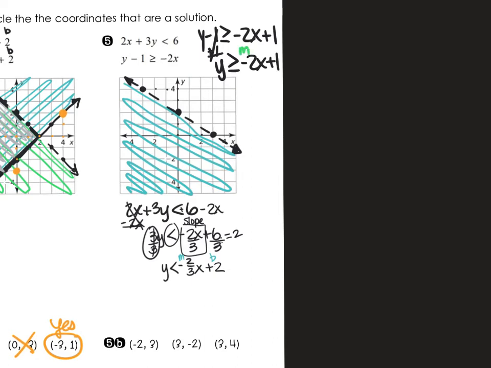Negative 2 is my m, 1 is my b. If you want to put it over 1 to help you, you can. So I'm going to start at 1. And I'm going to go down 2, right 1, down 2, right 1. Or I could go up 2, left 1. And this one will be a solid line.